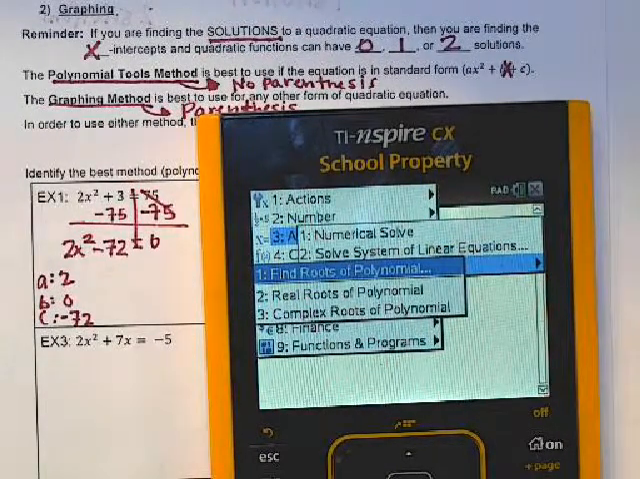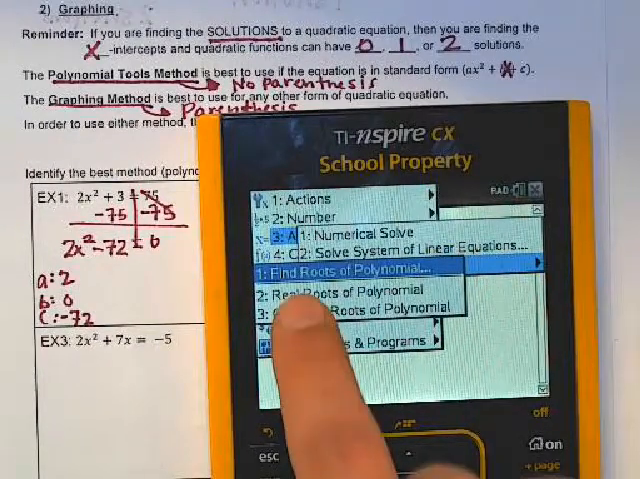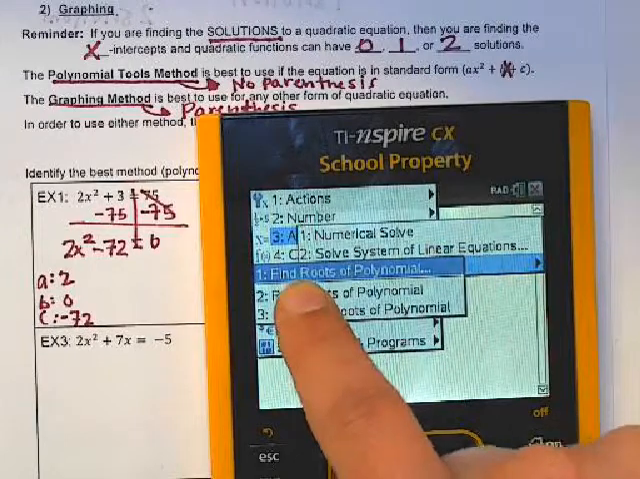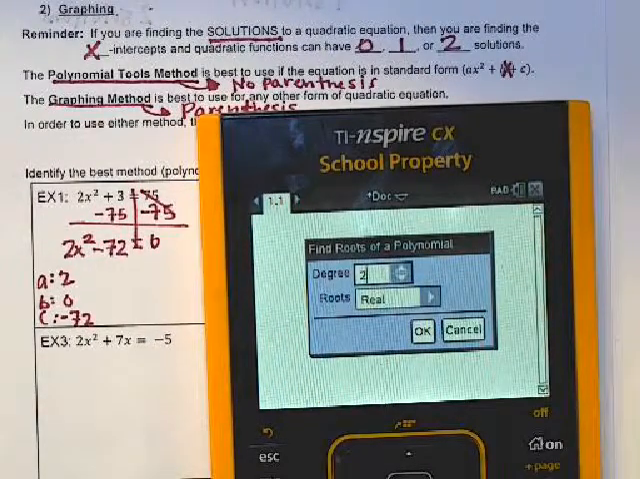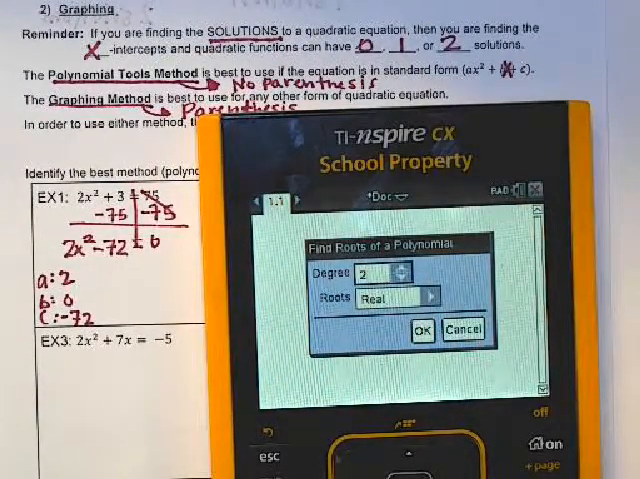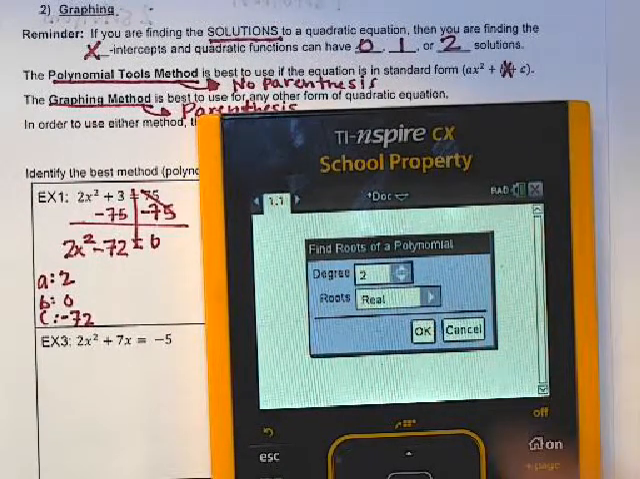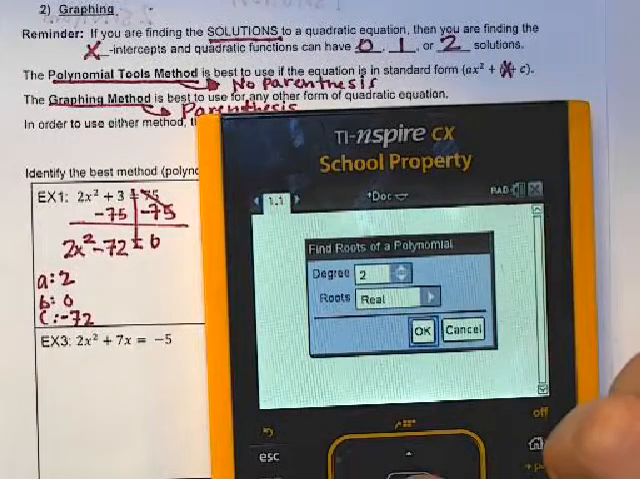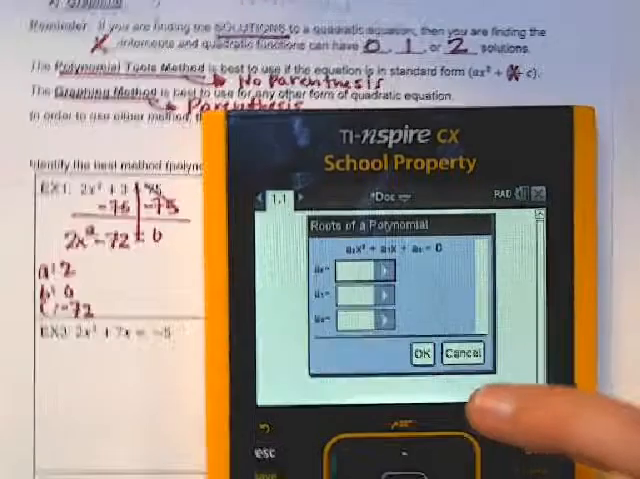Now, roots. What does roots mean? X-intercept. I'm trying to find my x-intercept. Okay, that's what our goal right now is, to find our x-intercept. So number 1. Okay, everybody hit number 1? This page is never going to change. 2 in real stays the same. So go down and hit OK. Now I got my 3 boxes.